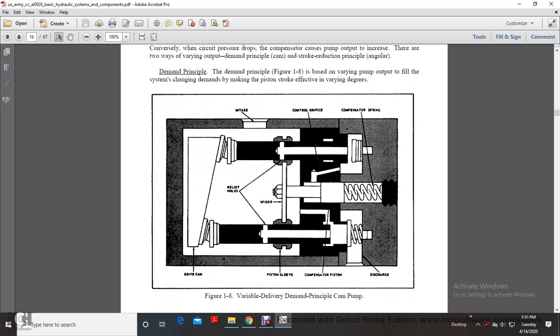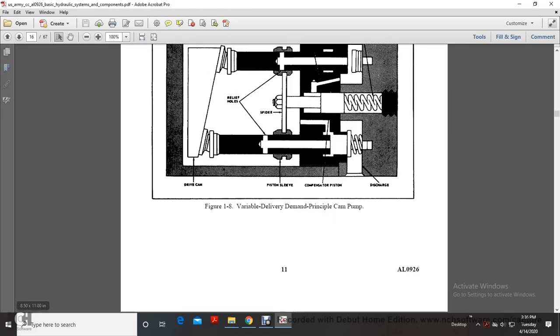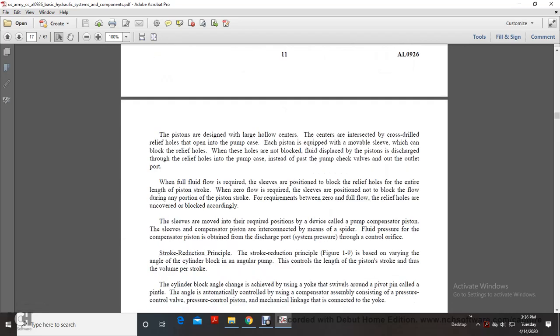Figure 1.8 shows the variable delivery demand principle: cam, drive cam, and then your intake, relief holes, piston sleeve, compensator piston, control orifice, and then discharge and compensator spring. The pistons are designed with a large hollow center, with the centers intersected by a cross drill with relief valve holes that open into the pump case.